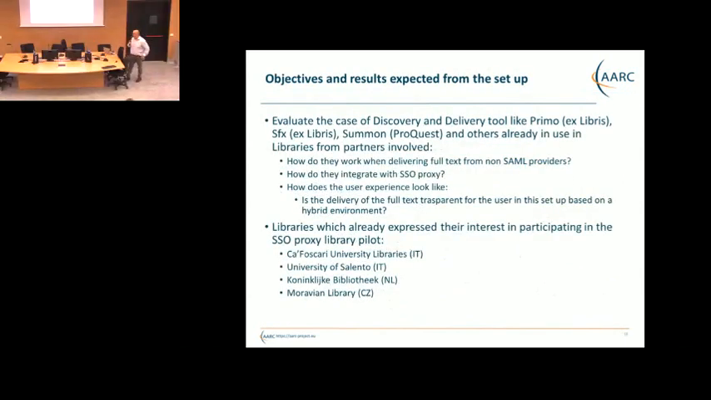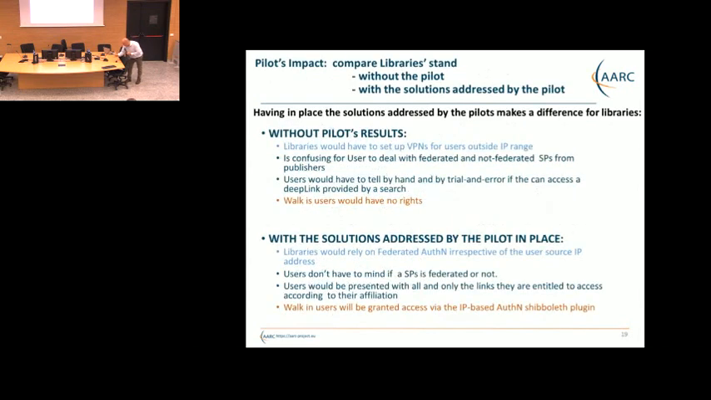Okay, so the objectives and results we expect from this setup is to test the tools with hands-on effort and contribution from libraries. We have to carefully evaluate the different solutions for the access mode switch, and there's a variety of tools. We are not totally aware a priori of all the details and all the integration work which will have to be carried out. But so far, if I get it right, Ca' Foscari University of Salento in Italy, the Königliche Bibliothek, and the Moravian Library are willing to contribute, and this is good news. This is a wrap-up of the outcome, but I think it's clear. Getting rid of IP-based authentication implies a lot of benefits for this community.